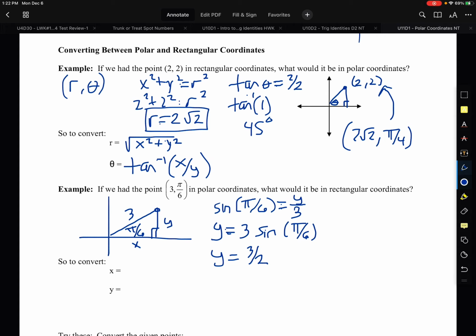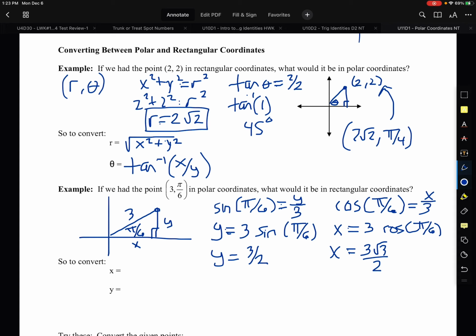If I wanted to get my x value, I would go cos pi over 6 equals x over 3. x equals 3 cos pi over 6. So cos of pi over 6, I got rad 3 over 2. So this would be 3 rad 3 over 2. So there is our rectangular xy coordinate compared to our polar coordinate. So every single time, to find x is radius times cos theta. To find y is radius times sine theta.